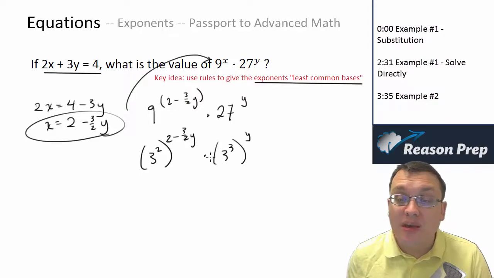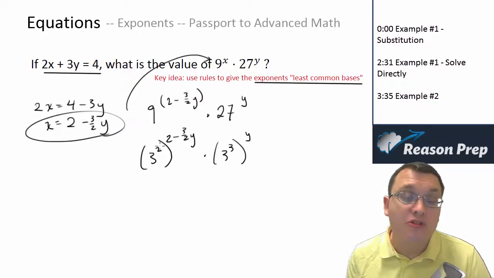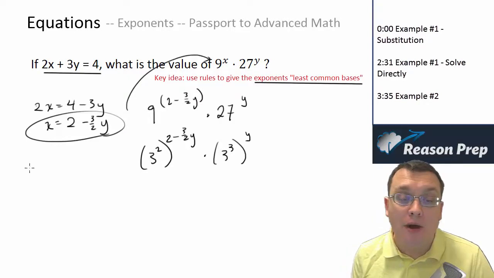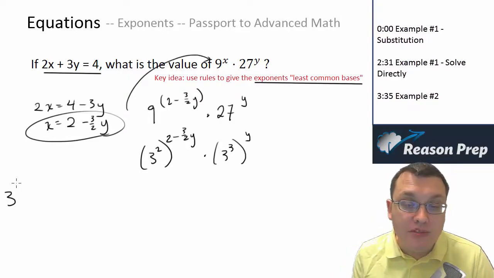Now what I want to do is use my third exponent rule to combine these, right? If I raise a power to a power, I multiply. So this becomes 3 to the 4 minus 3y times 3 to the 3y.